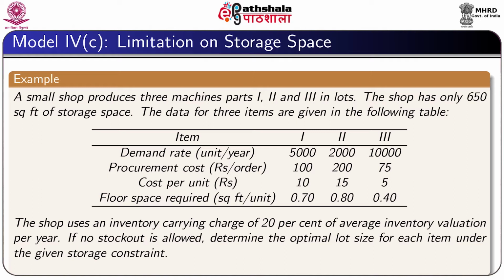So, for the 3 items, demand rates are 5,000, 2,000 and 10,000 respectively. Procurement costs are 100, 200 and 75 respectively. Cost per unit are 10, 15 and 5 respectively, and floor space required are 0.7, 0.8 and 0.4 square feet per unit respectively. The shop uses an inventory carrying charge of 20% of average inventory valuation per year. If no stock out is allowed, we have to determine the optimal lot size for each item under the given storage constraint.